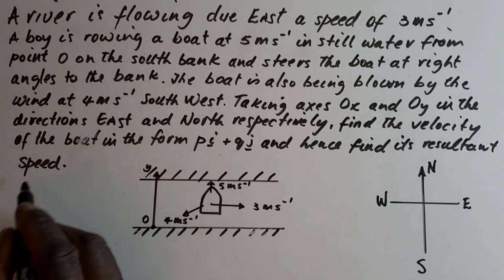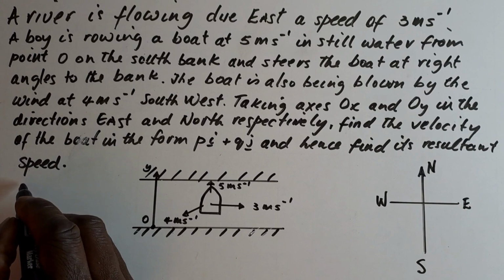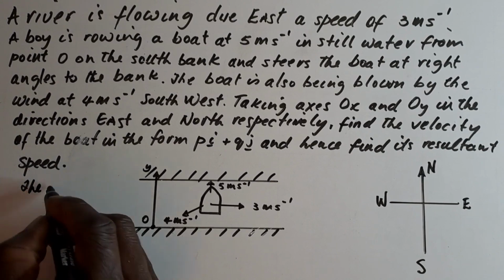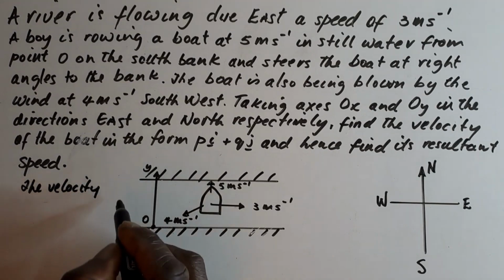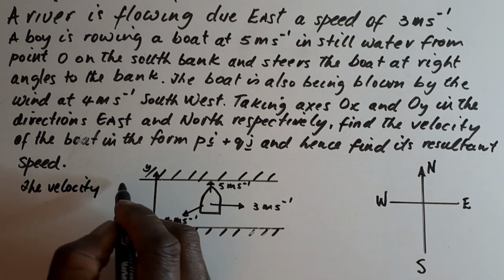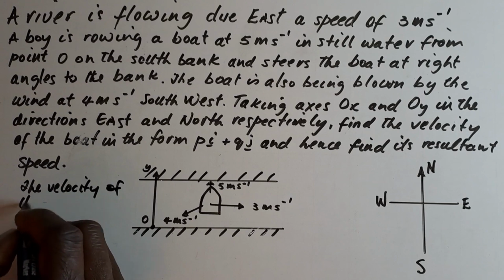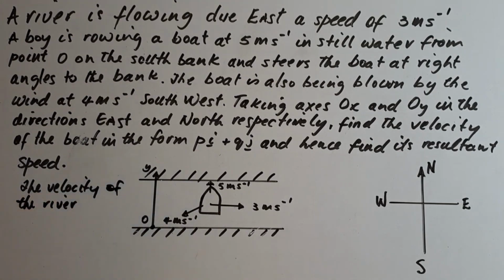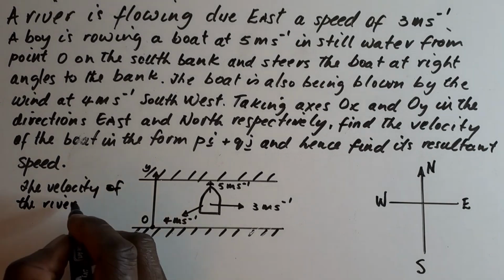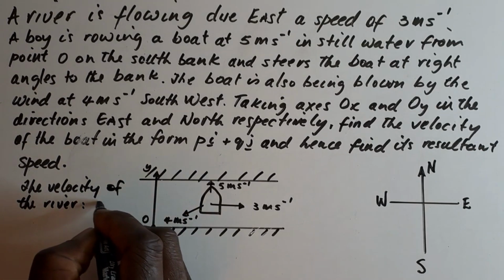So the velocity of the river, we can write that as 3i.